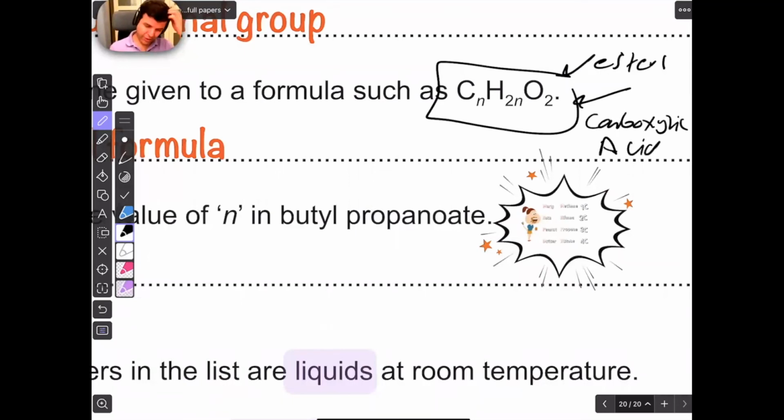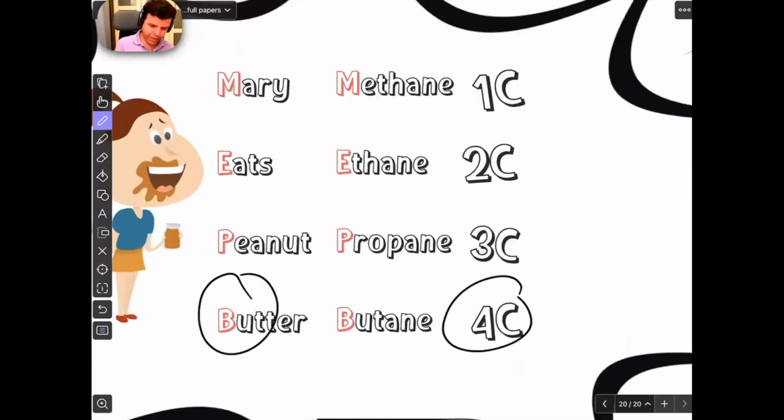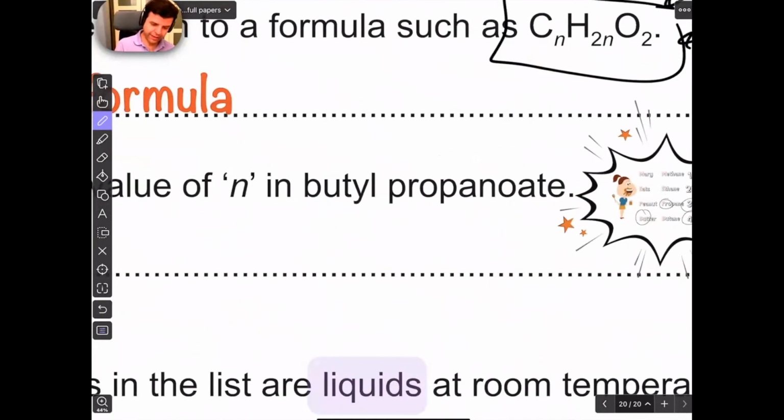Anyways, so what would be the N value? What would be the number of carbons in butyl propanoate? But is 4, right? Propanoate means what? Prop is 3. So altogether, that's a 4 and that's a 3, right? Altogether, this is a 7, right?